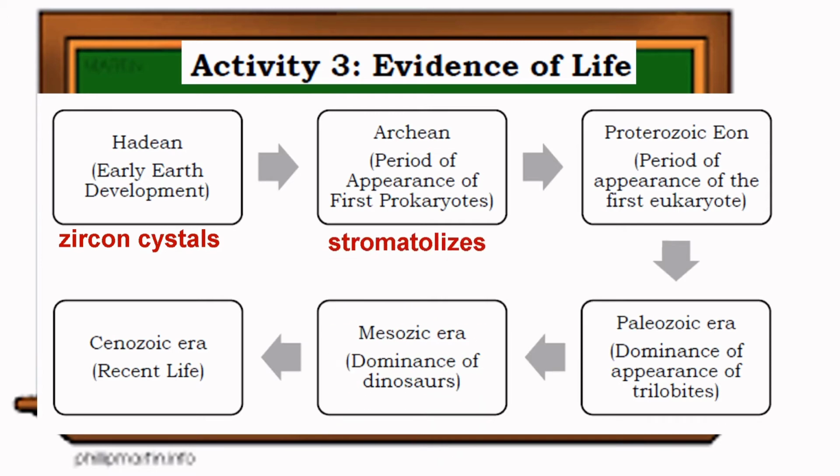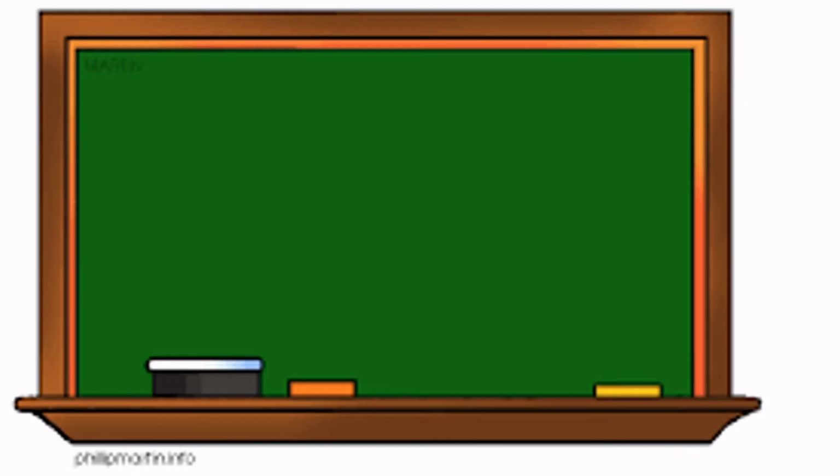The next one for the Archean are the stromatolites. For Proterozoic Eon, it's the biomarkers. For the Paleozoic era, it's the trilobite fossils. Next is for the Mesozoic era, the dinosaurs. And the last one for the Cenozoic era, the Homo erectus. Now we're done with activity 3. I hope you have done it all successfully.